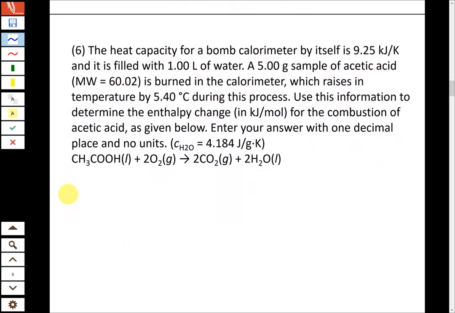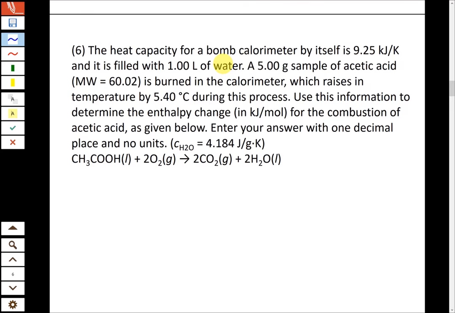This one here is a more typical calorimetry problem. We're doing a chemical reaction in a calorimeter. Here we're talking about a bomb calorimeter, which that terminology is not terribly important for doing these problems. It just means an enclosed, constant volume calorimeter, commonly used for combustion reactions.